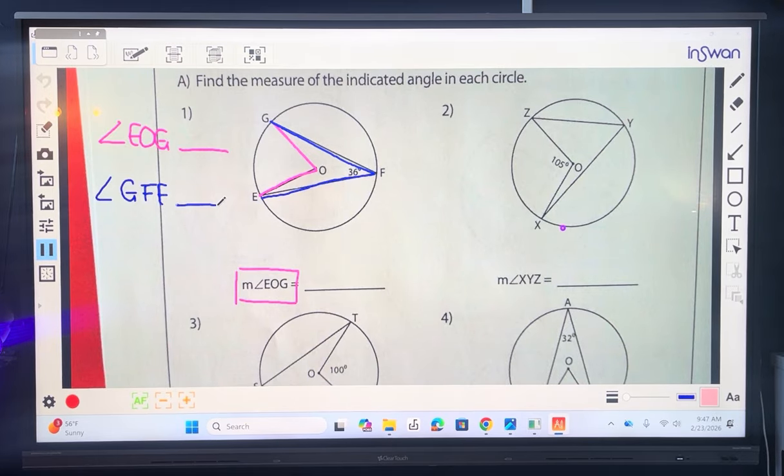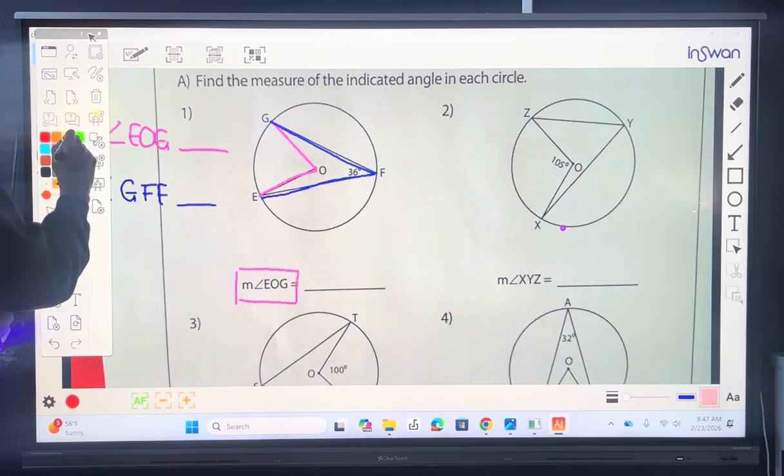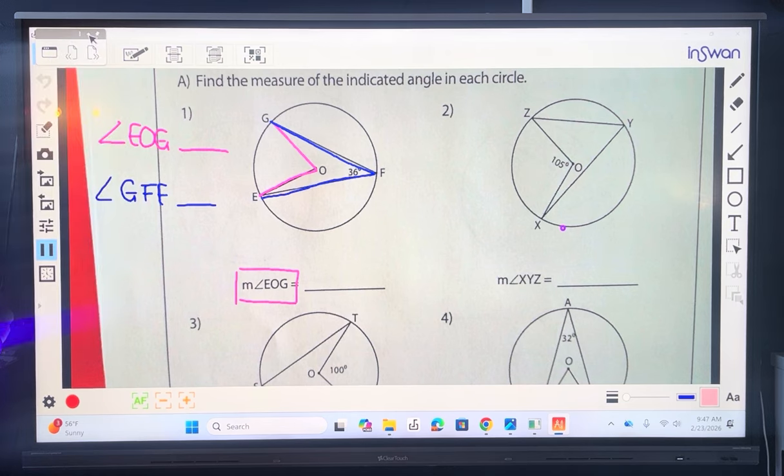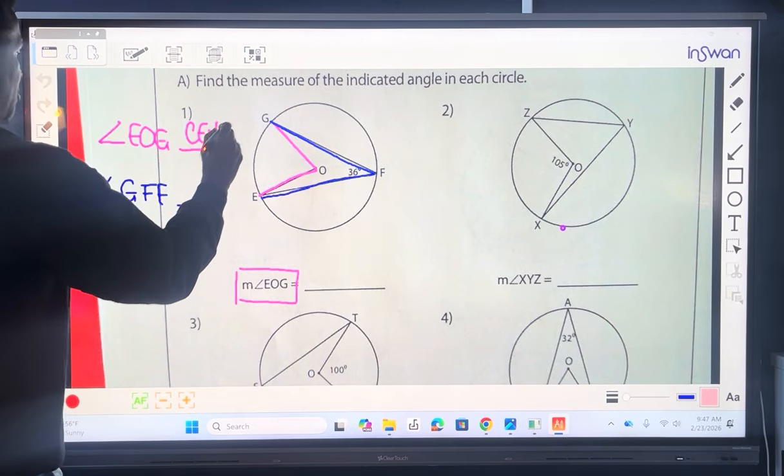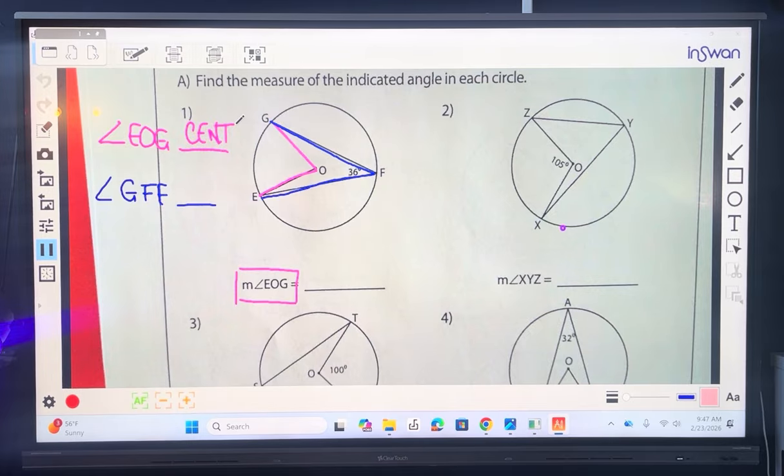Then I want another one here where there's two angles we talking about. We got angle GFE, right? Now, before we start this, all I want you to do is write. Tell me, which one is the central angle? Which one is the inscribed angle? So just, what is EOG? Is that central angle or inscribed? Central. Just write cent in there so that you know that that's a central angle.